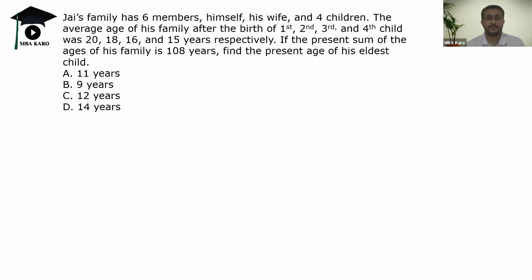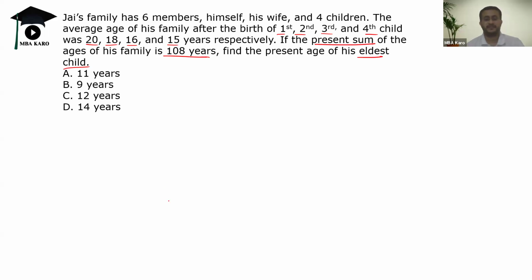Jay's family has 6 members: himself, his wife, and 4 children. Now, this is a tough question based on the same logic that we have been using in the previous 2 problems. The average age of his family after the birth of the first, second, third, and fourth child was 20, 18, 16, and 15 years, respectively. The present sum of the ages is 108 years. Find the present age of his eldest child.